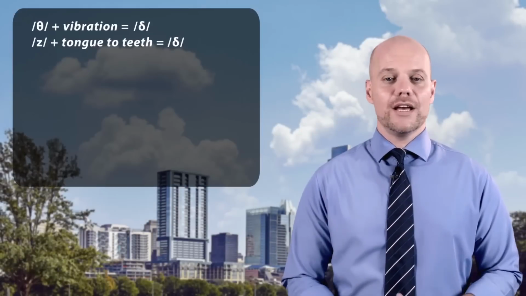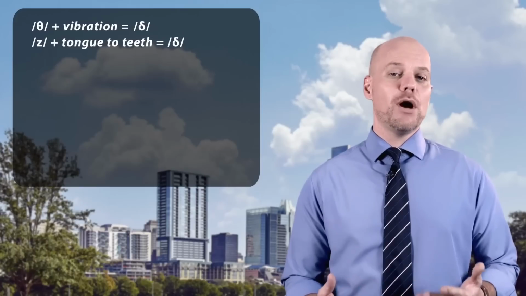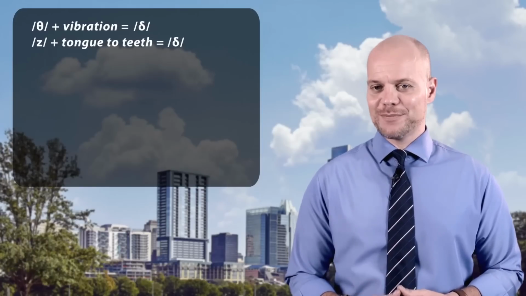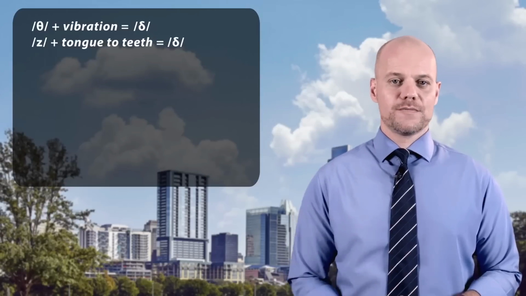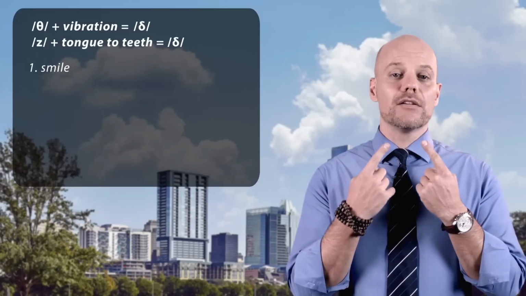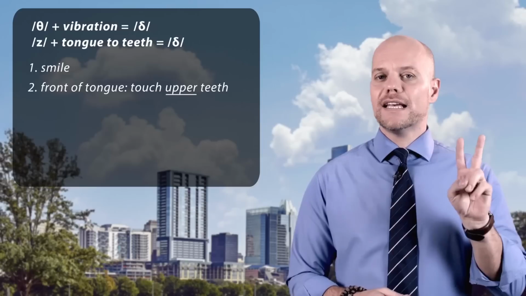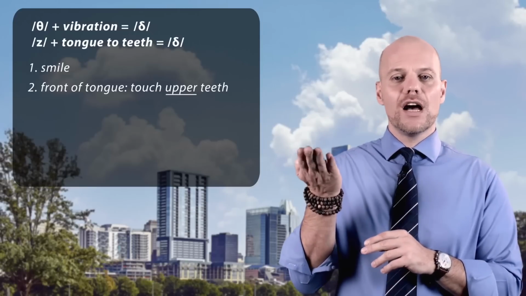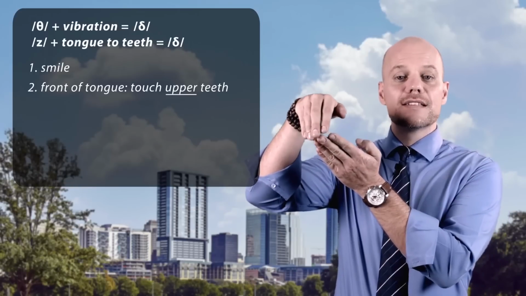The th sound is the vibrated pair of the th sound, so they are both produced in very similar ways. To make the th sound, you need to do three things. First, open your mouth slightly and smile a little, same as with the th sound. Second, raise the tip of your tongue and touch it softly to the upper teeth, same as with the th.